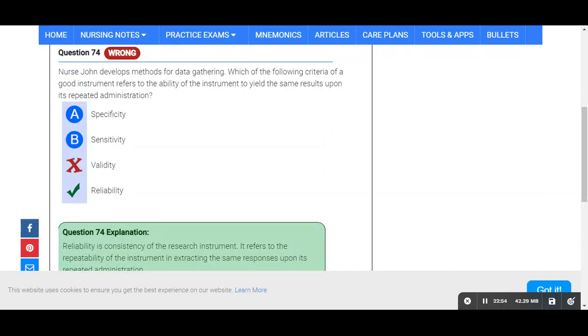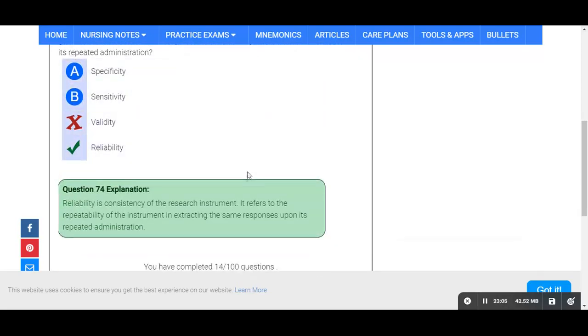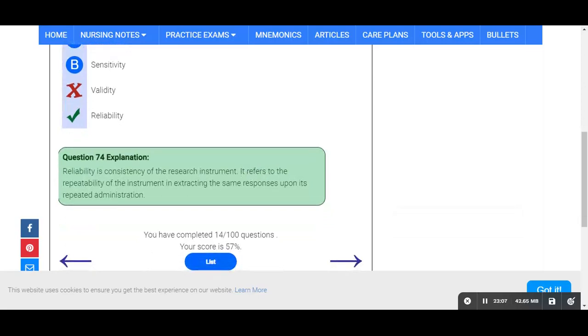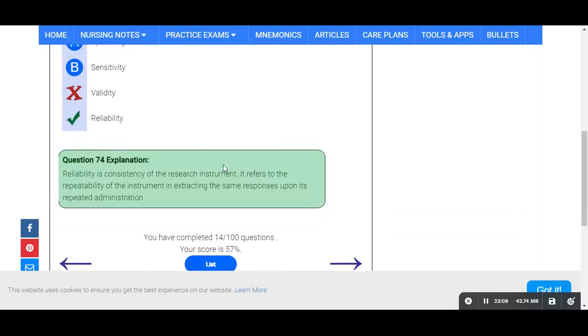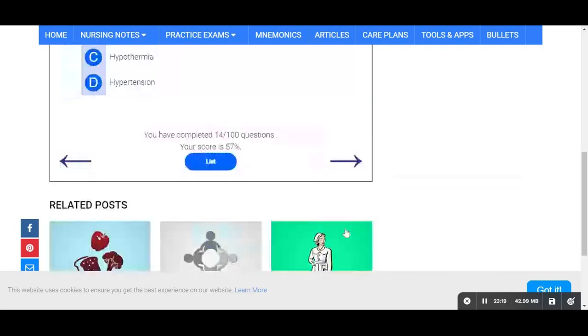But accordingly, let's review this because I don't think I can remember this exactly. Nurse John develops methods for data gathering. Which of the following criteria of a good instrument refers to the ability of the instrument to yield the same results upon its repeated administration? So reliability is the answer. It is the consistency of the research instrument. It refers to the repeatability of the instrument in extracting the same responses upon its repeated administration.